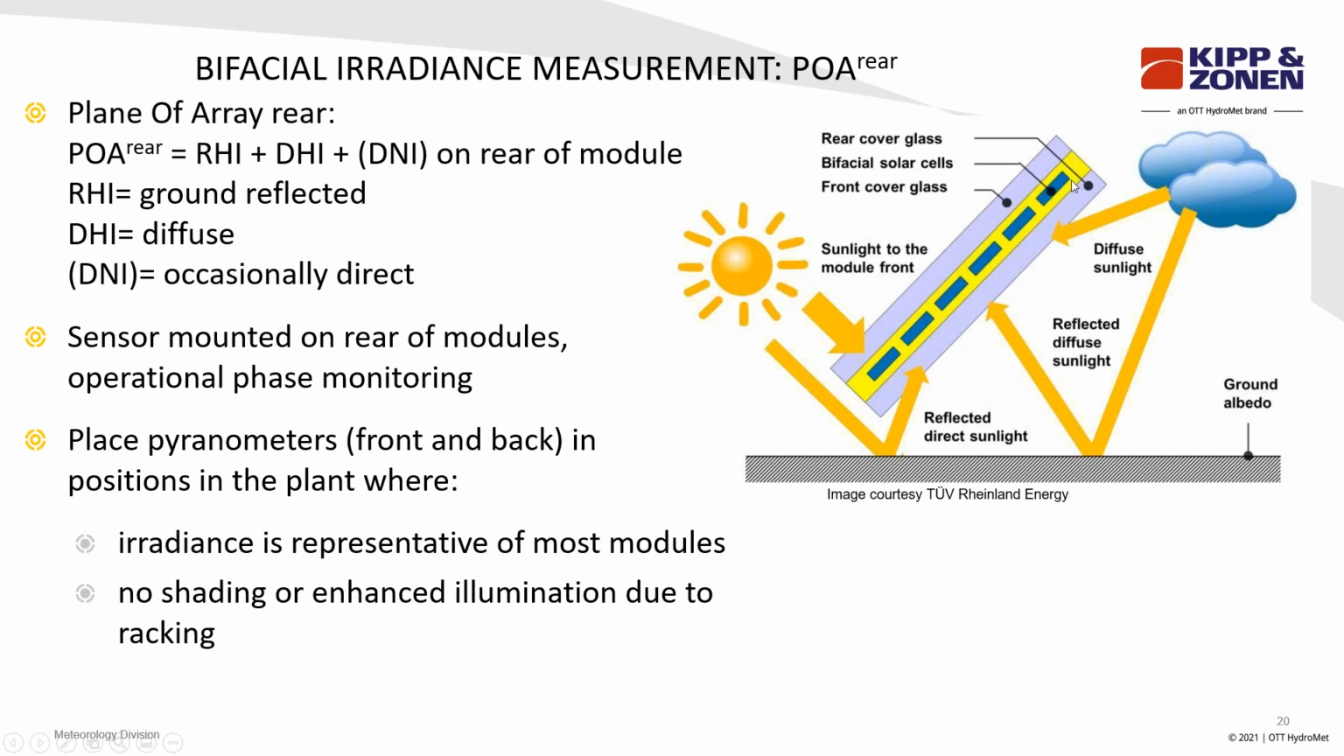Now, typically, this is something that you would do in operational phase monitoring, because you would like to have the sensors mounted on the modules themselves. And when placing the sensors, it's good if they are in a location where the irradiance is representative of most of the modules, and you don't have enhanced shading or illumination due to racking.